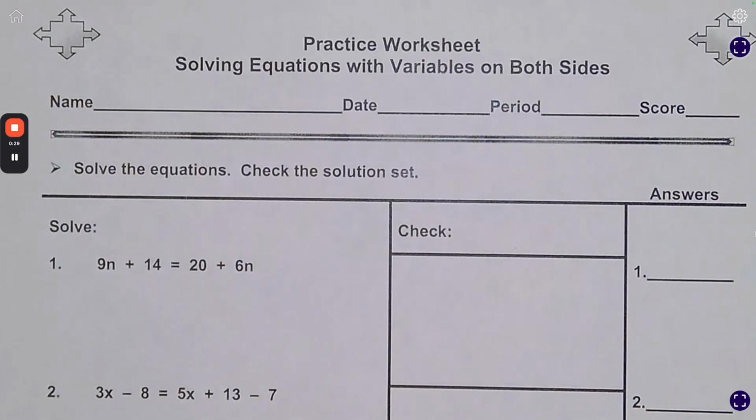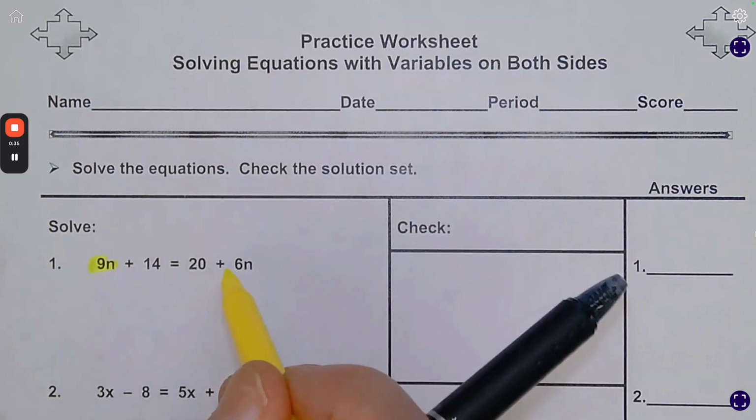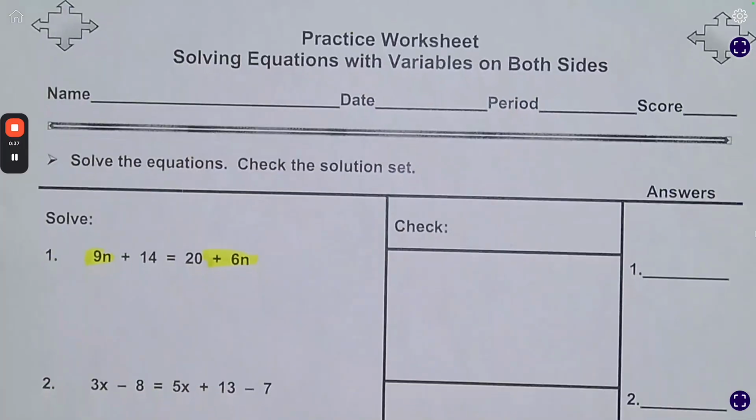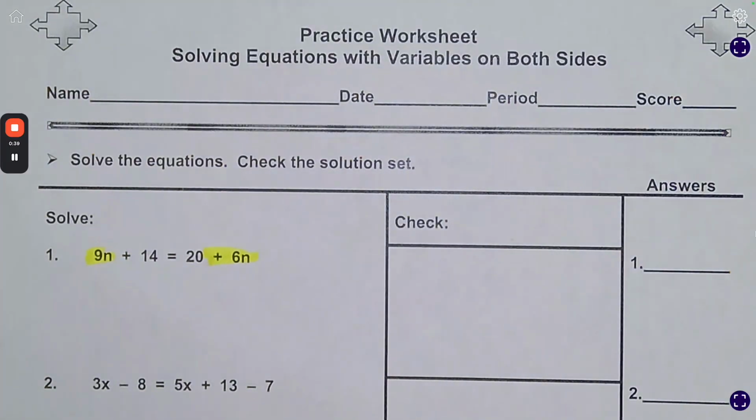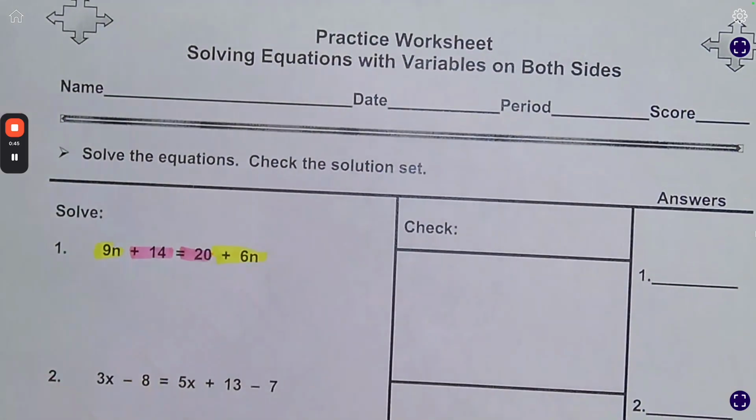All right, let's do it. Okay, so notice we're solving this equation, and we have variables on both sides. That would be the variable term, and that would be the variable term. And then we also have two other terms, and those two other terms are constant terms. Remember, what I do to one side of the equation, I gotta do to the other.